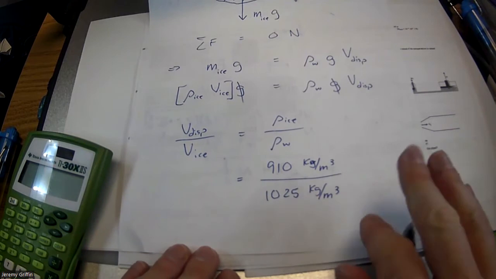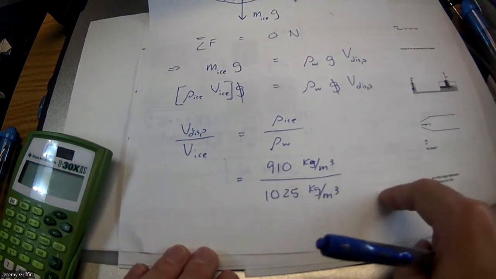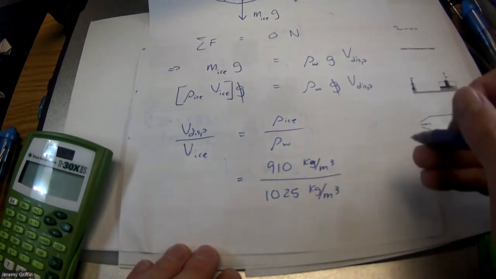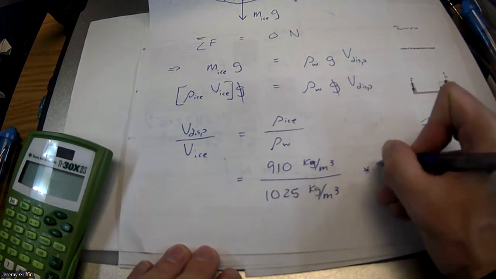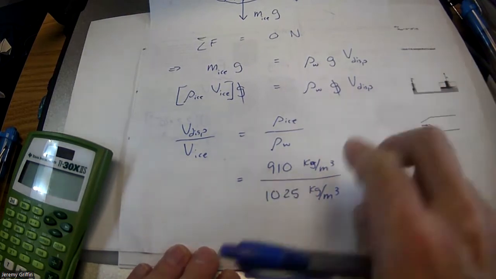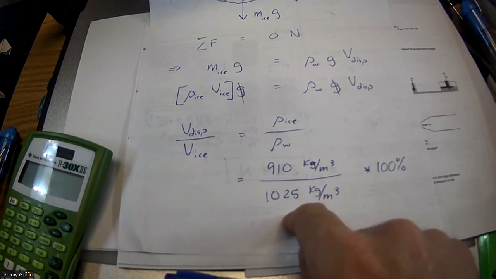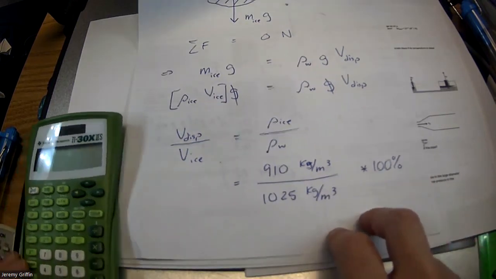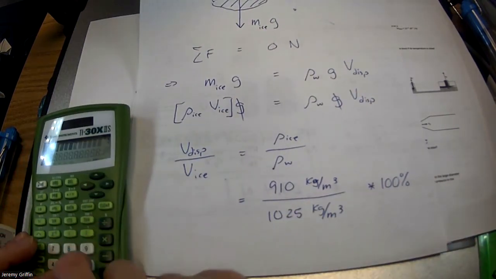And then, guys, if you want to turn this into a percentage, then technically the last step is to multiply by what? Yeah, 100%. There you go. Because this might be some proportion like 0.88, and then you multiply by 100 and get 88%. I think that's how this turns out. 910 over 1025.